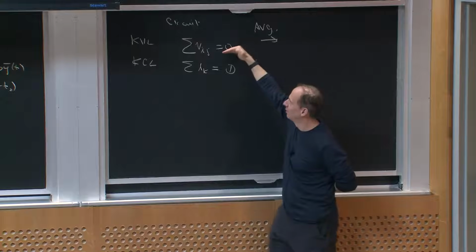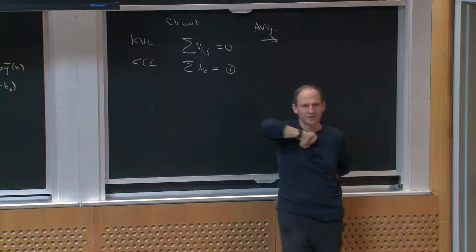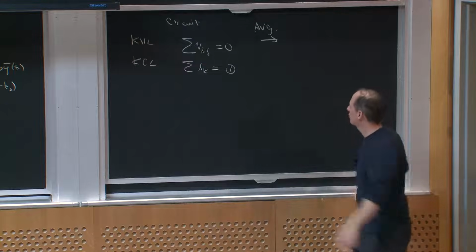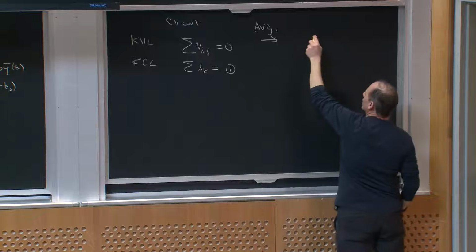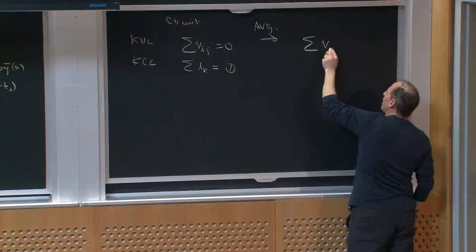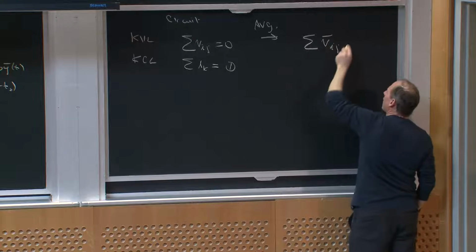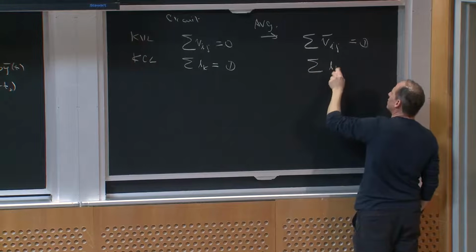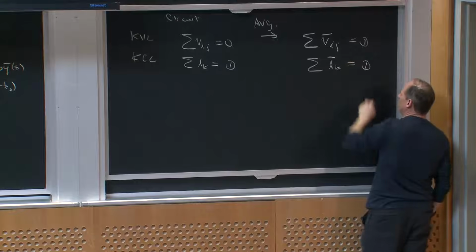0 is 0. This is just the local average of the sum, right? Which I already said, because of linearity, is the sum of the local averages. So this gives me, if I average it, the sum of Vij local average is equal to 0. And this gives me the sum of I sub k local average, which is 0.